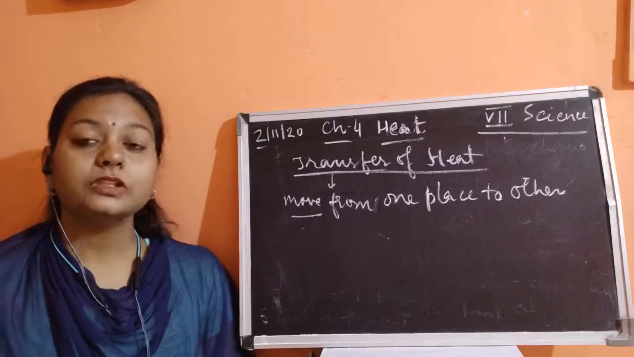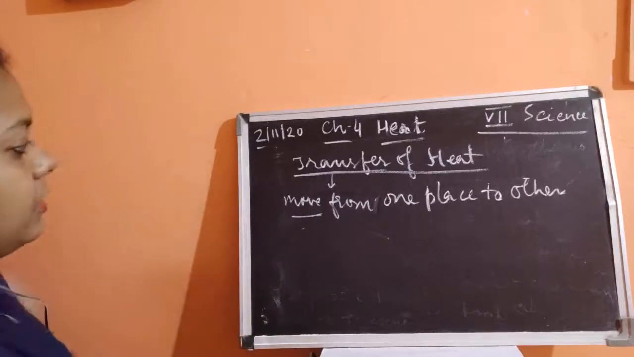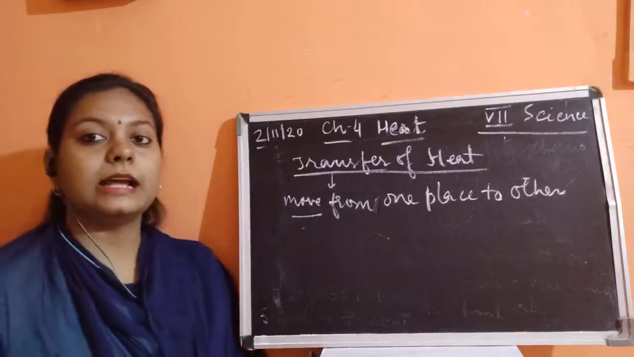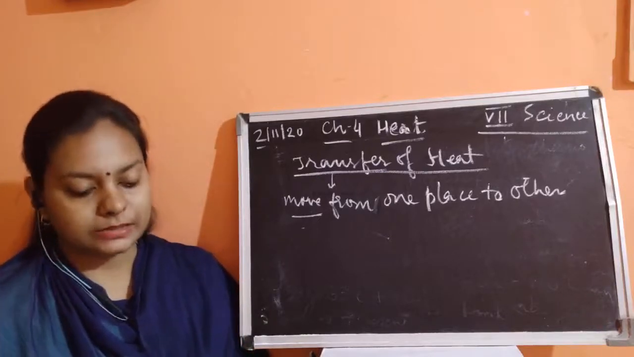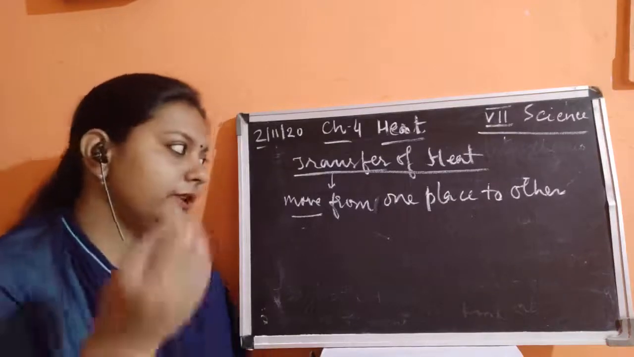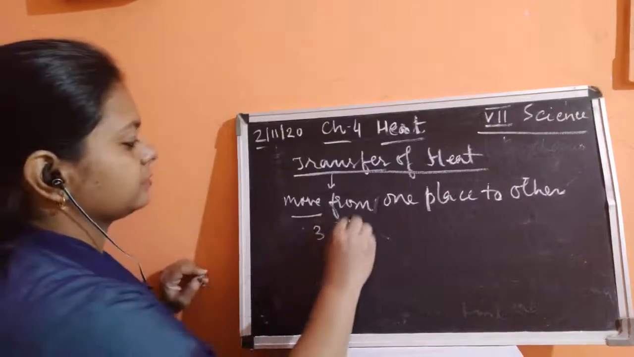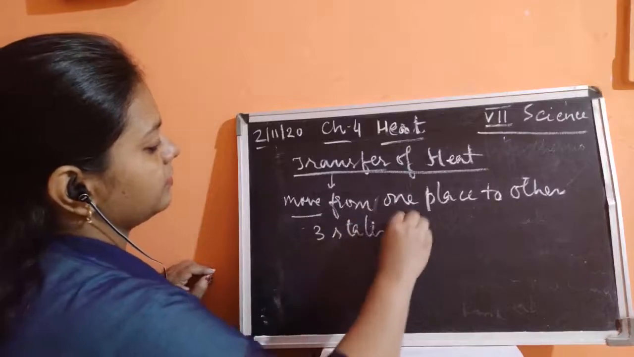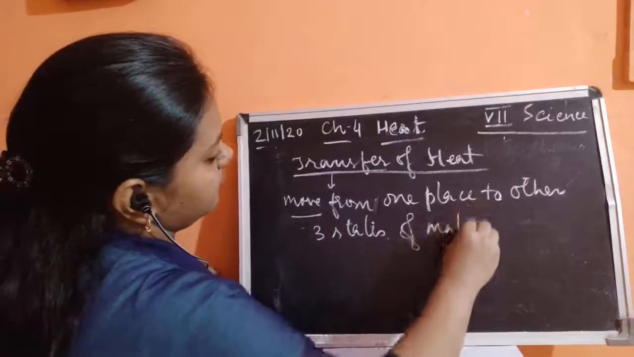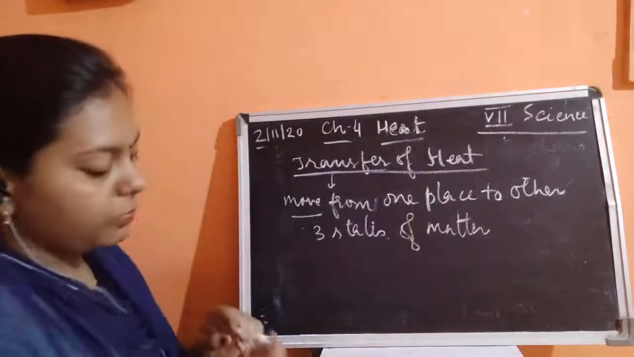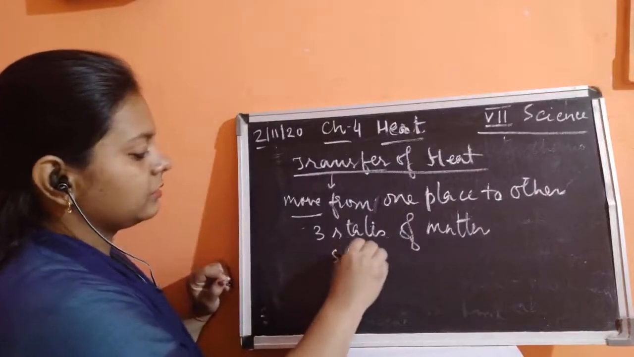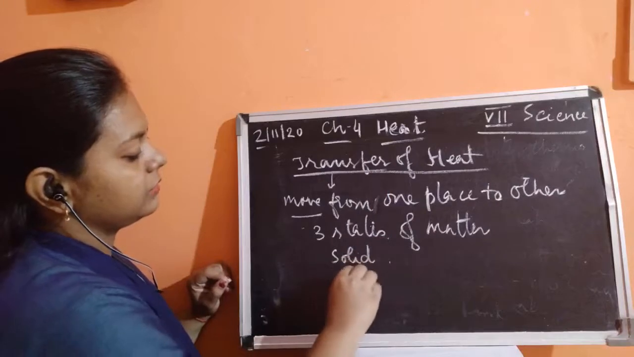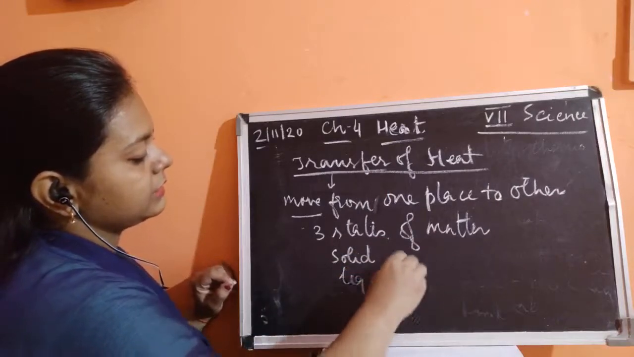Okay, so how is this possible and how will the transfer take place inside materials like solids, liquids and gases? So we know that there are three states of matter. What are these three states of matter? It is solid, it is liquid and it is gases.